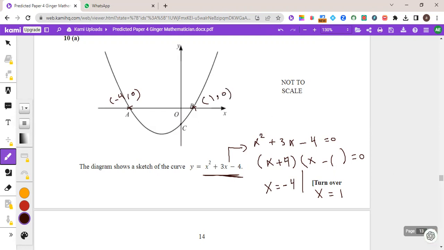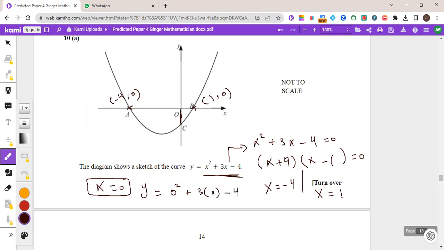اهم دول A والبي. طب هاو تو جيت السي يا محمود؟ السي لما x equal 0 صح؟ اللي هو الواي انترسبت. اقول له x equals to 0، يبقى الواي equals 0 squared plus 3 times 0 minus 4.